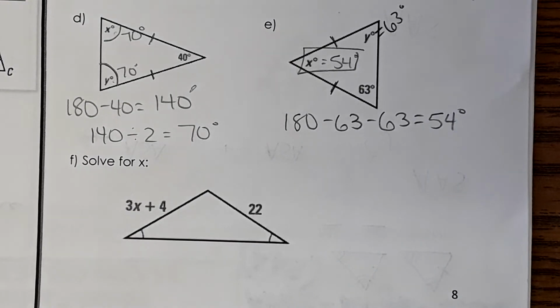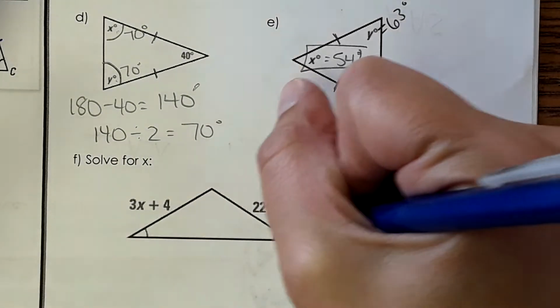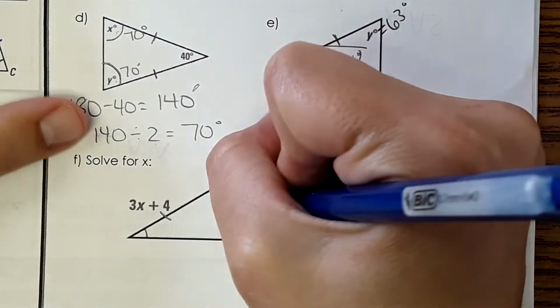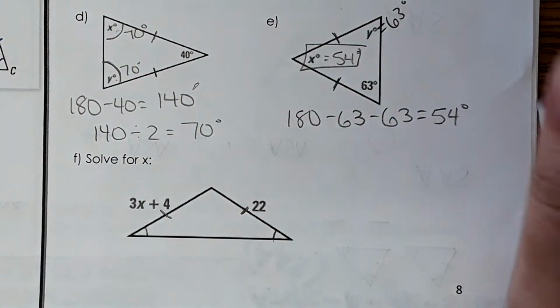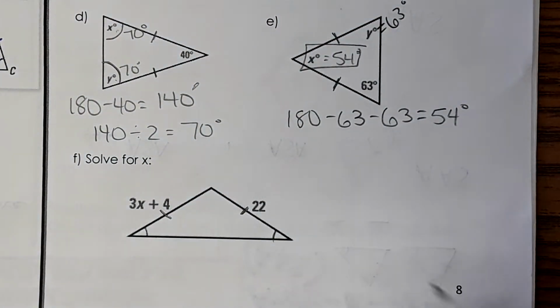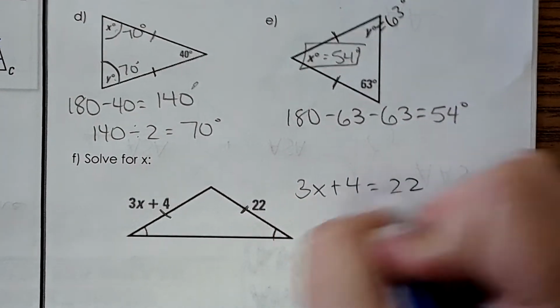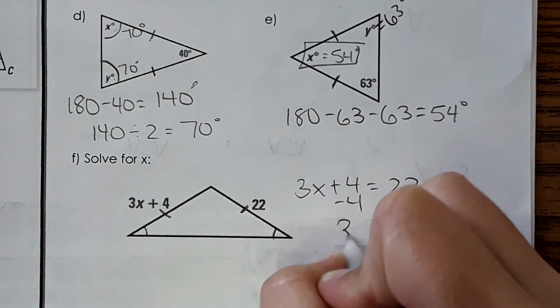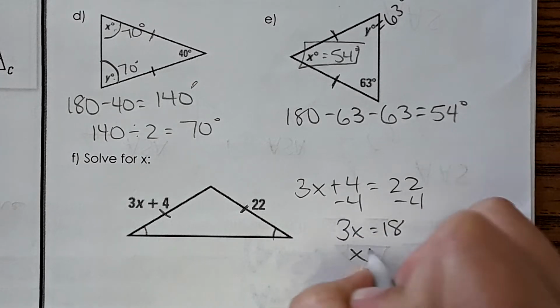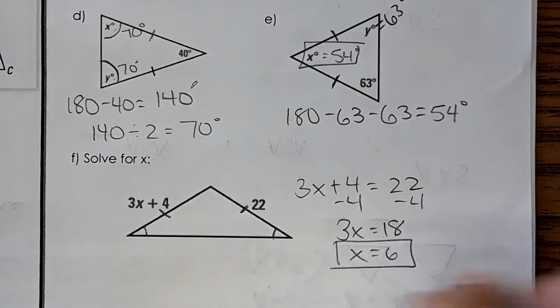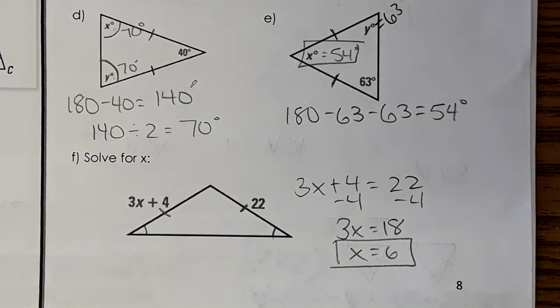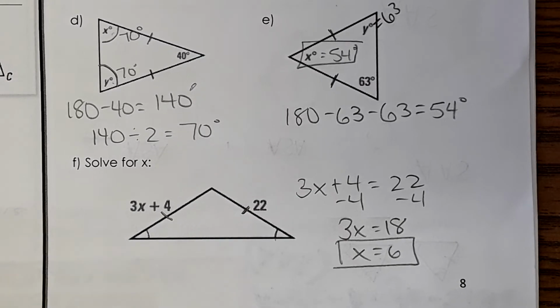Okay, next one, we have to solve for x. It shows us that the two base angles are the same, so therefore these legs are the same length, and then we can set them equal to solve for x. Easy enough. Okay, next page.